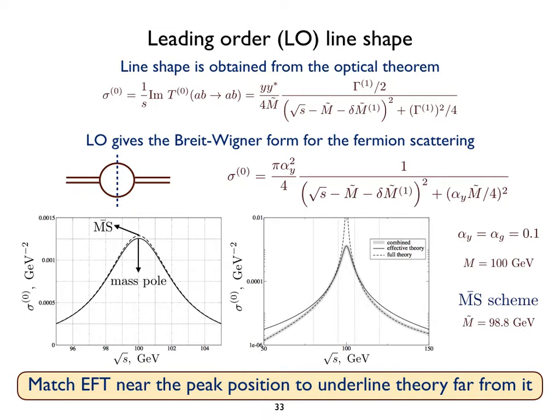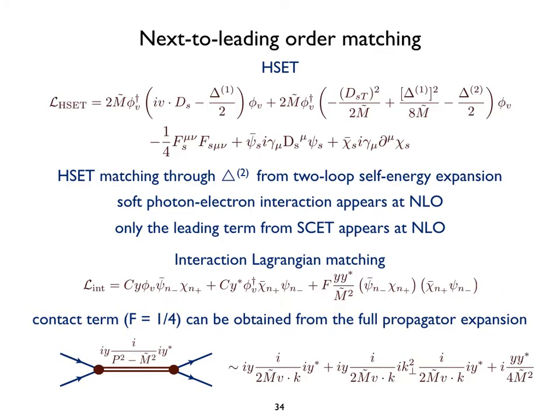However, the ordinary weak coupling expansion in the underlying theory is valid far from the resonance, since there are no kinematical enhancements. In the intermediate region, which is bounded by the gray vertical line in the right plot, both theories should be matched. Now I'm going to describe matching at next to leading order.